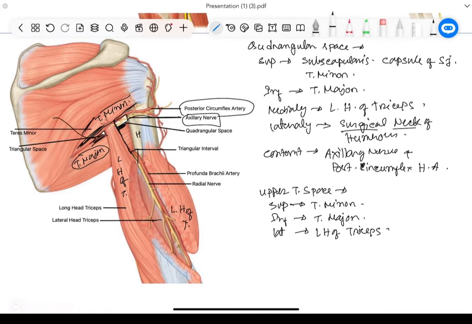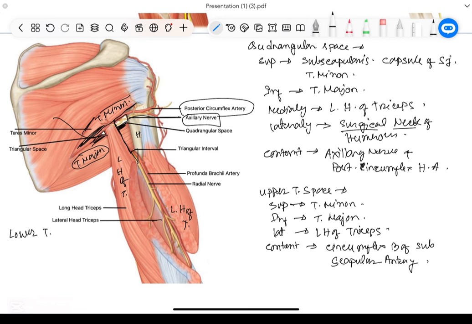What is the content? Actually, through here one artery is coming to the infrascapular fossa to make an anastomosis. It's a branch of the subscapular artery. The name is the circumflex branch of the subscapular artery. So what is the content? The content will be the circumflex branch of the subscapular artery. That's all about the upper triangular space.